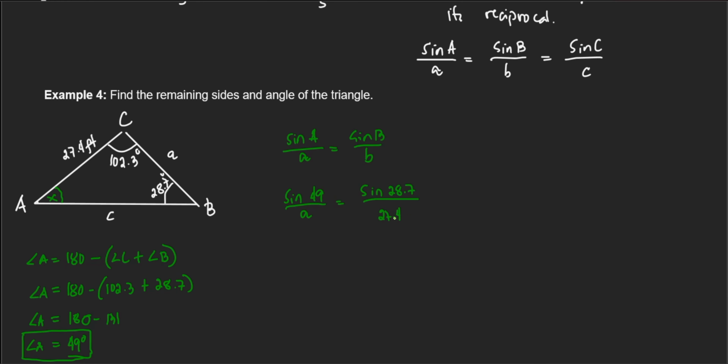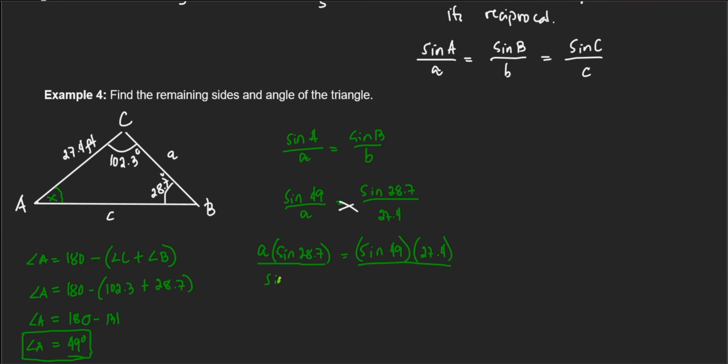Now, saan galing si b? Yung 27.4, that is the opposite of B natin. Opposite. Okay? Now, this part, you just have to cross multiply. Cross multiply mo lang silang dalawa. So we have a here. Then we have sine 28.7 is equal to sine 49 multiplied to 27.4.